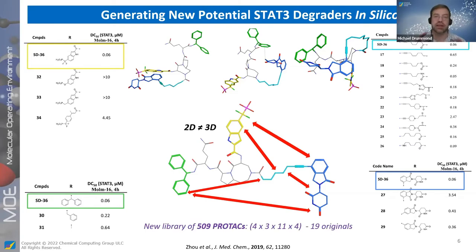I said, you know what? Let's not limit ourselves to this one by one, piecemeal optimization approach. Instead, let's just make all combinations of each one of these moieties. So the math is 4 × 3 × 11 × 4. And then we already had 19 of those in the 24 original test set. So now we're looking at a new library of 509 PROTACs. So it's 21 times bigger than our initial set of 24 PROTACs.